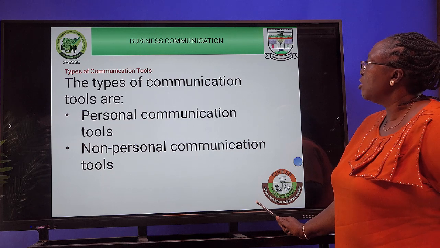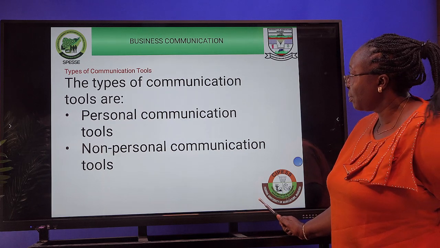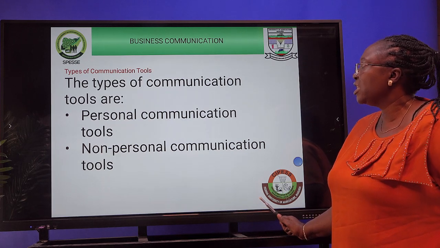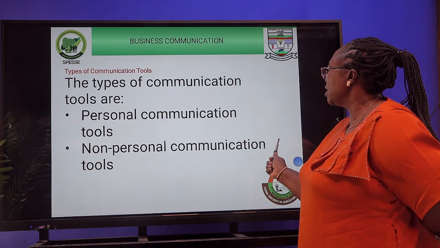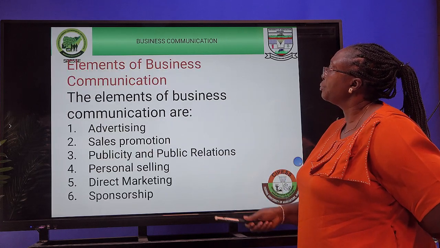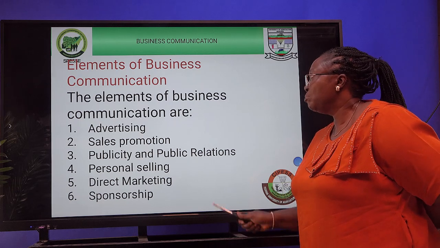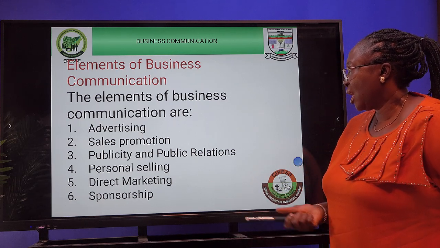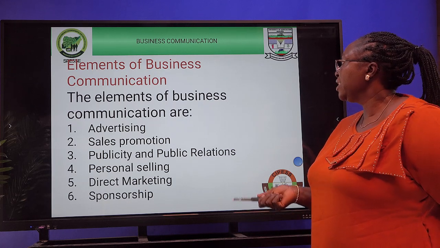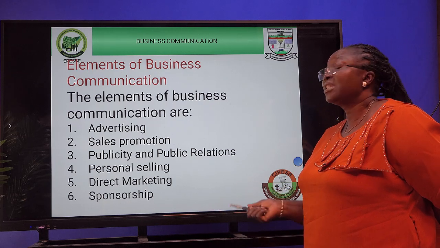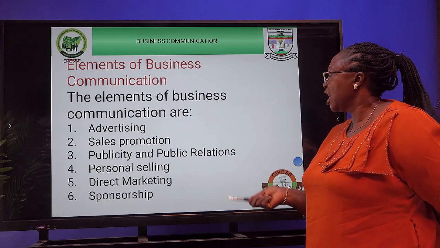There are two types of communication tools that can be used. You can use the personal communication tool, and you can also use non-personal communication tool. The elements of business communication are advertising, sales promotion, publicity and public relations, personal selling, direct marketing, and sponsorship.